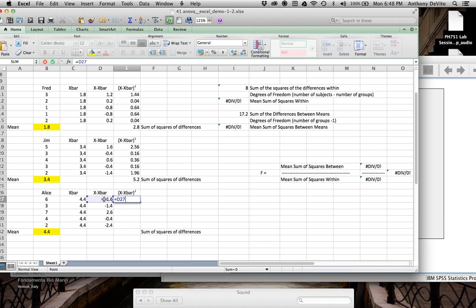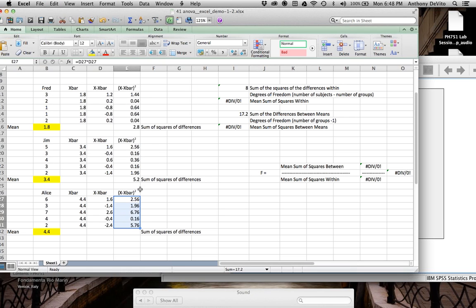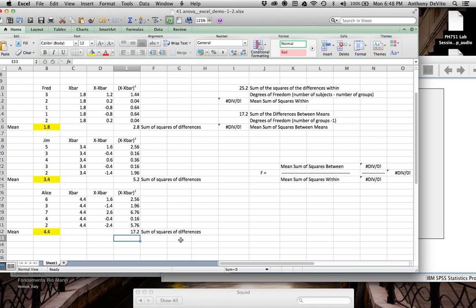Some of you guys are fast. I can tell some of you guys are faster than I am. Okay, sum of squares for this is, oops, left out the equal sign. Okay, so we got 17.2.